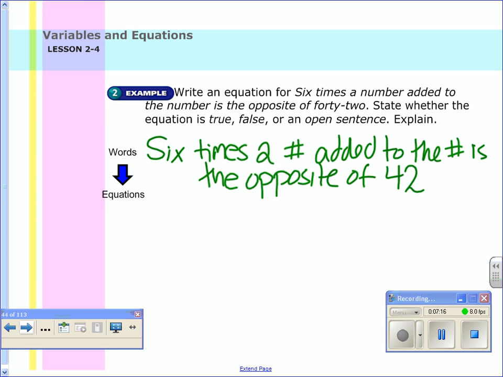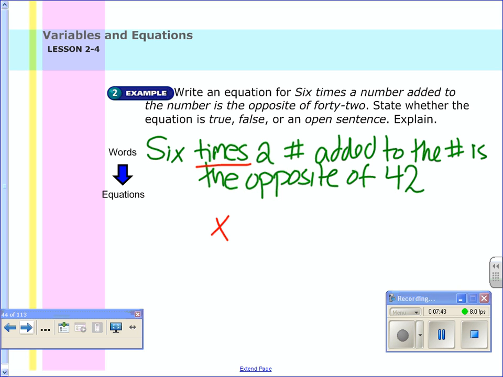So what I want to do is, again, find those key terms that tell me what I'm doing. Here, times. I know I'm going to be multiplying. All right? So 6 times a number added to the number is the opposite of 42.